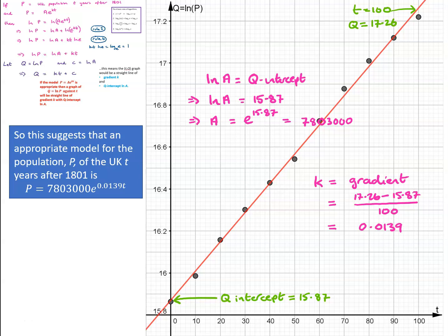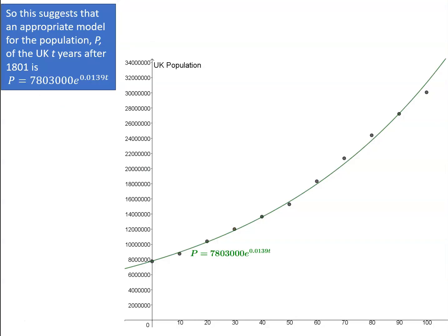So putting everything together, we have now got that an appropriate model for the population P of the UK t years after 1801 is P equals 7,803,000 times e to the 0.0139t. So let's have a look at the original scatter graph that we had with the model P equals 7,803,000 e to the 0.0139t added to the scatter diagram. And we can see that the scatter diagram and the curve are in good agreement.